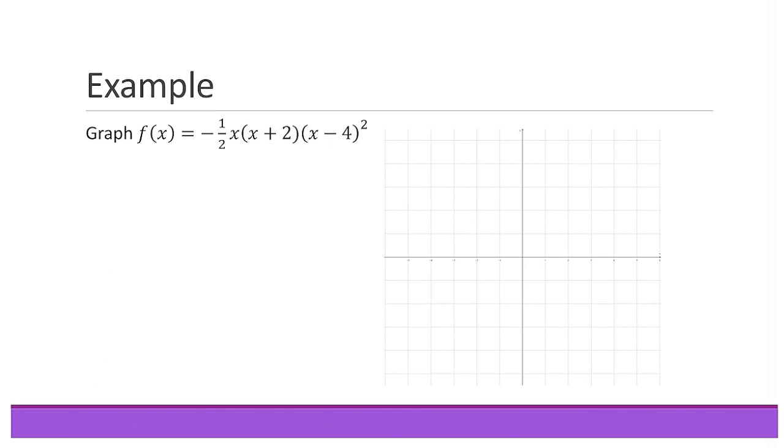All right, let's go ahead and graph another one of these. So we have negative 1/2 x times the quantity x plus 2 times x minus 4 squared. So we want to start with finding the end behavior. So we need the degree, or we need the leading term really.